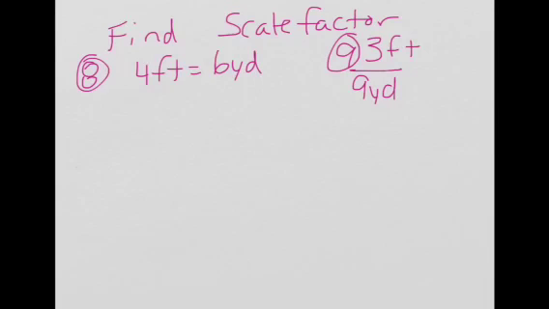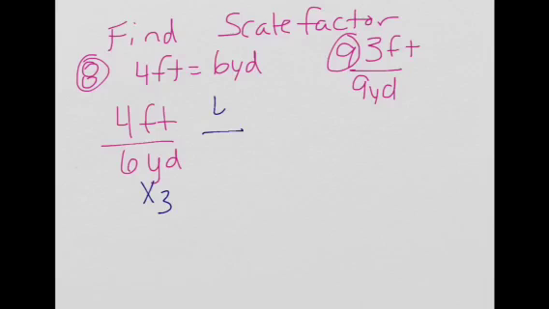Scale factor means we need to set up a fraction and then ask if we can make the labels match. So we have 4 feet, but we don't have enough feet to trade in for an even number of yards. So we're going to go ahead and multiply the yards by 3 because there's 3 feet in a yard. So now I have 4 feet over 18 feet. Because the labels match, I can reduce. 2 goes into 4 2 times, and 2 goes into 18 9 times.